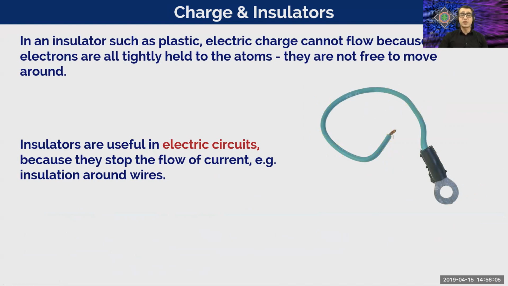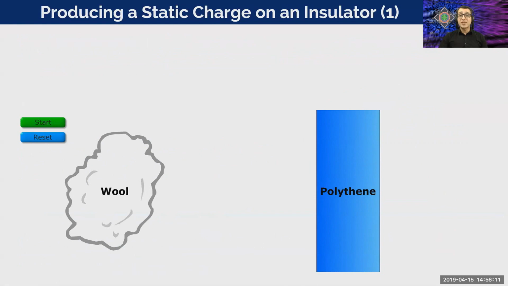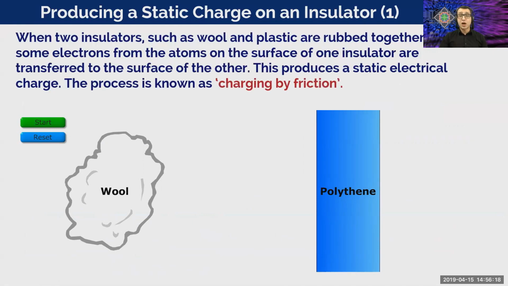But in some situations, insulators can develop a static electrical charge. So here's one such example. When two insulators, such as wool and plastic, are rubbed together, some electrons from the atoms on the surface of one insulator are transferred to the surface of the other. So this produces a static electrical charge, and this process is called charging by friction.